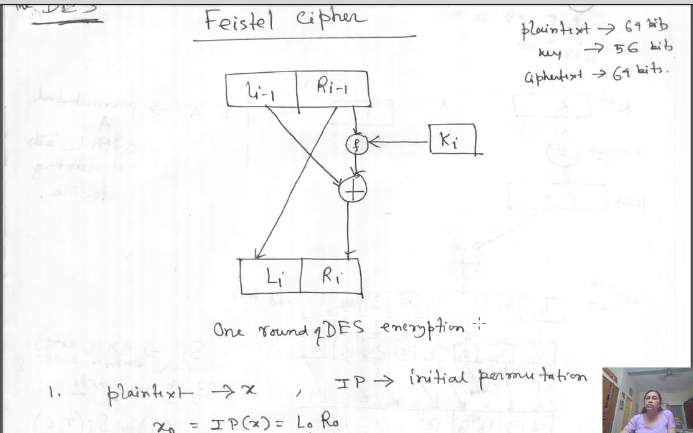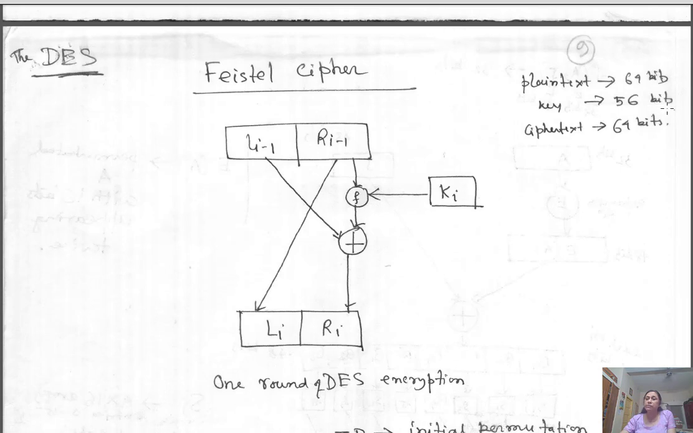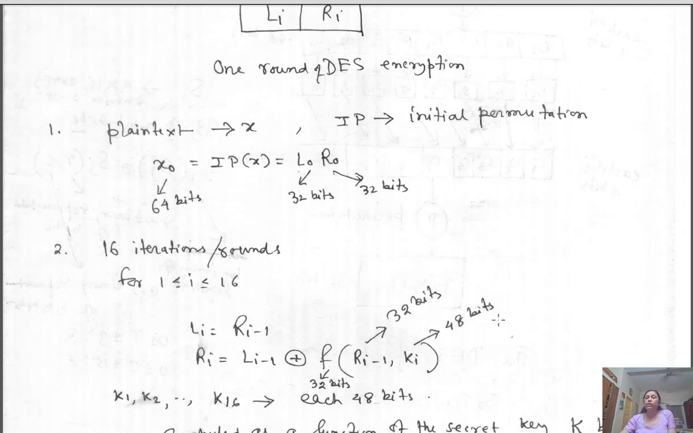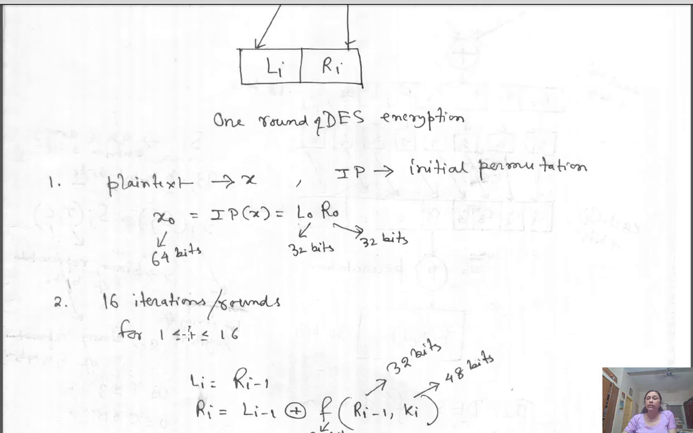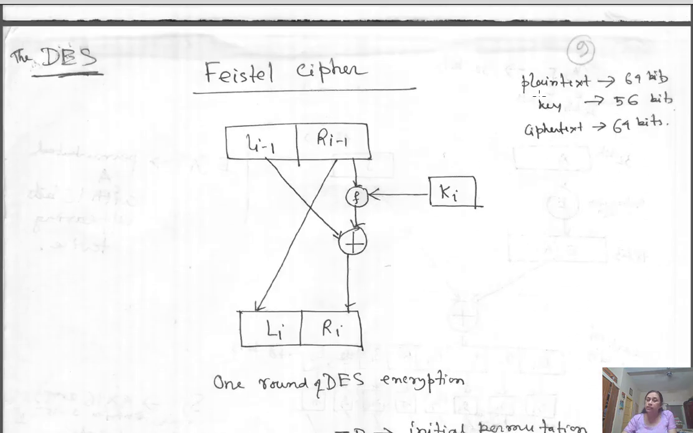Key scheduling algorithm: your key is 56 bits, but your round keys are 48 bits. These K1, K2, up to K16 are generated using the key scheduling algorithm. I am going to discuss how these keys are generated. Each of these round keys is 48 bits, and they are derived from the given 56-bit key.